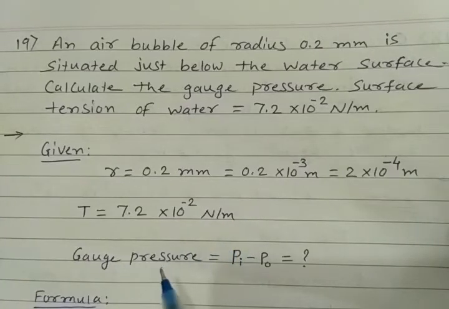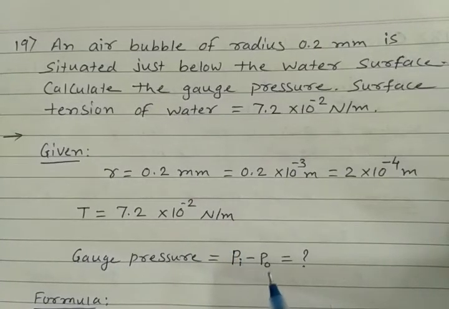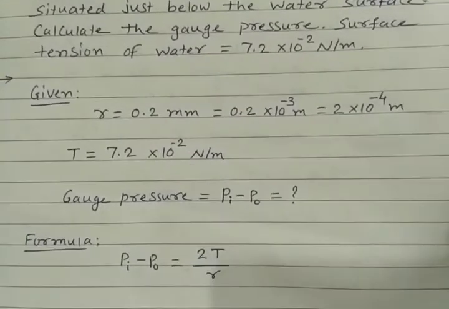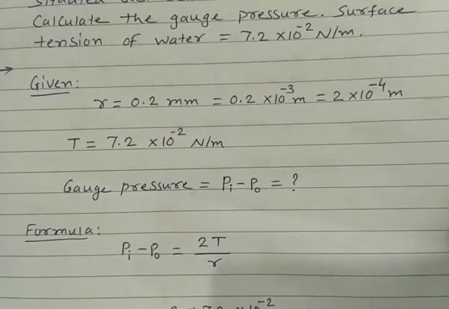The gauge pressure we have to find, it is Pi minus Po, that is pressure inside minus pressure outside the bubble. For that we use the Laplace formula for spherical membrane, which is Pi minus Po equal to 2T upon R.